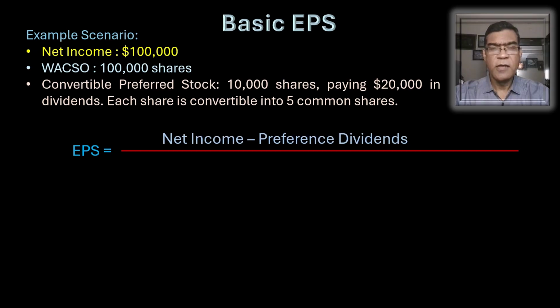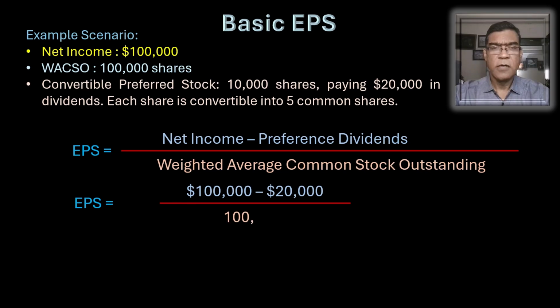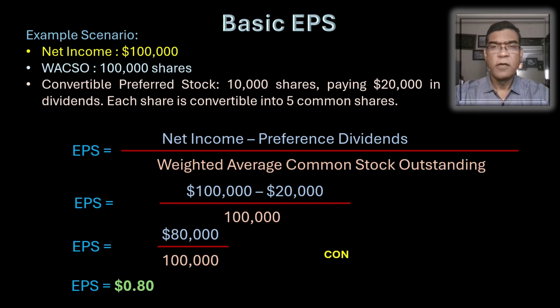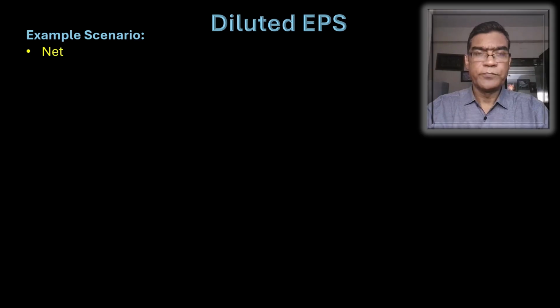So what is the formula? Net income minus preference dividend divided by weighted average common stock outstanding. So net income is $100,000, dividend is 20,000 USD, divided by 100,000 shares, right? Then EPS equals 80,000 divided by 100,000, equals $0.80. So what is the conclusion? The conclusion is the reported basic EPS equals $0.80. Clear?